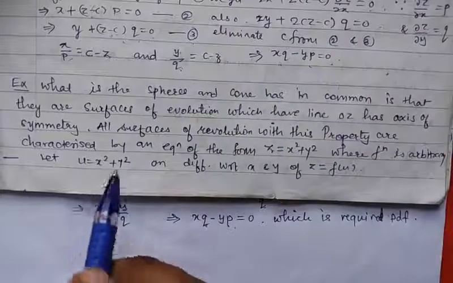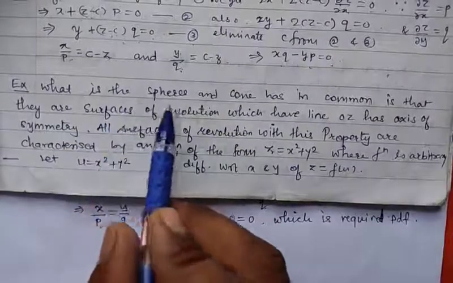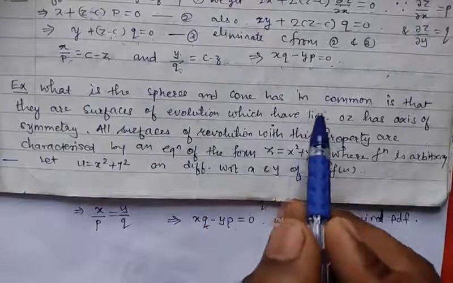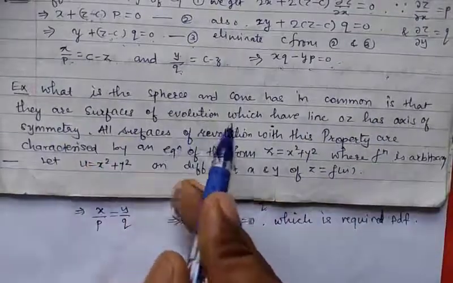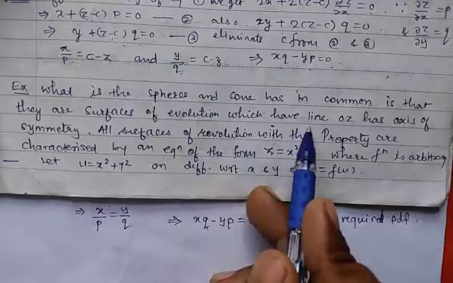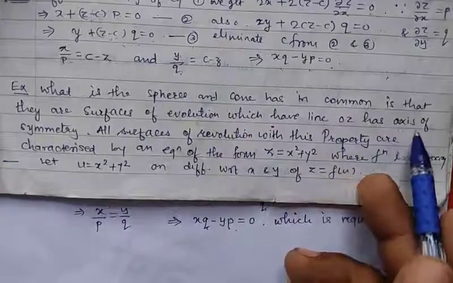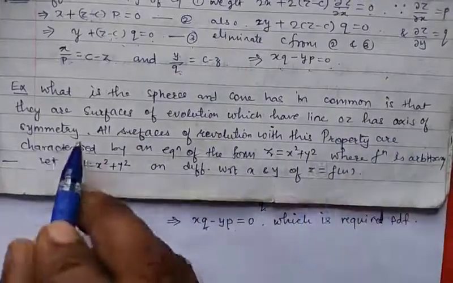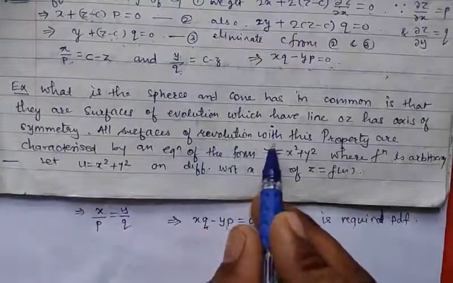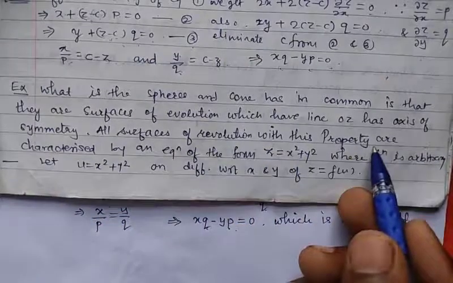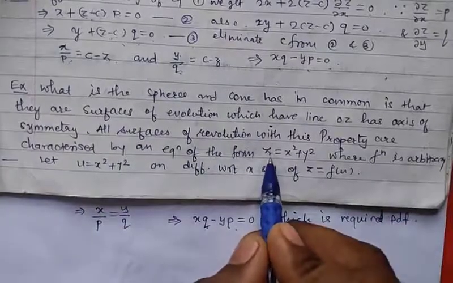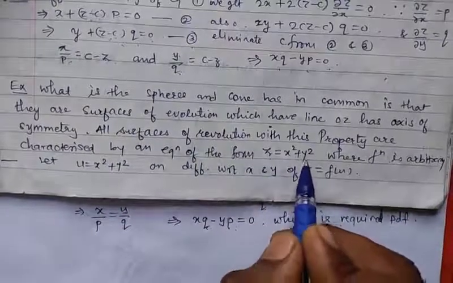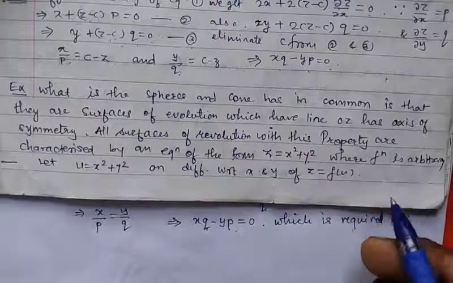Let's see the question. What the sphere and cone have in common is that they are surfaces of revolution which have the line OZ as the axis of symmetry. All surfaces of revolution with this property are characterized by an equation of the form z is equal to f of (x square plus y square), where the function f is arbitrary.